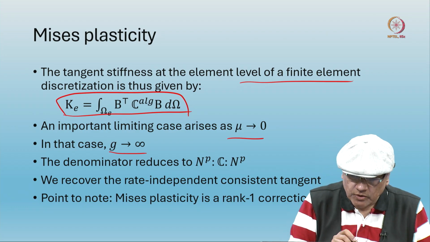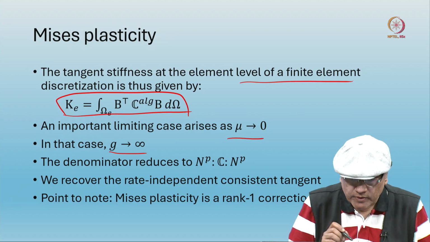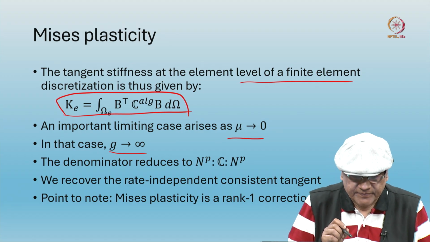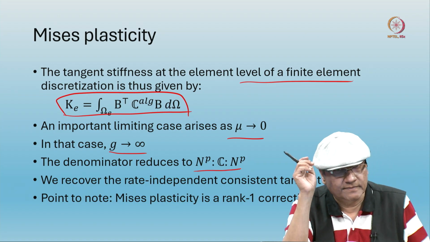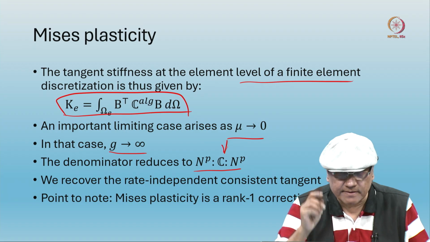Therefore if you just take a look at the denominator, it reduces just to NP C NP. This C is basically the elasticity tensor.